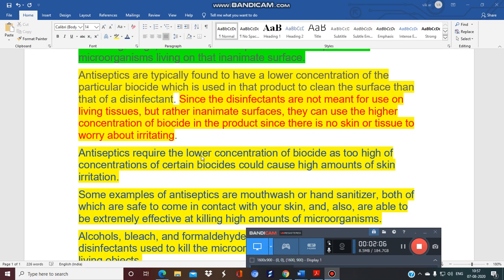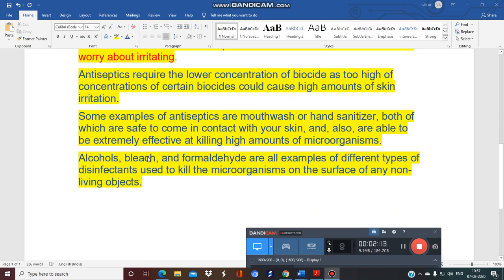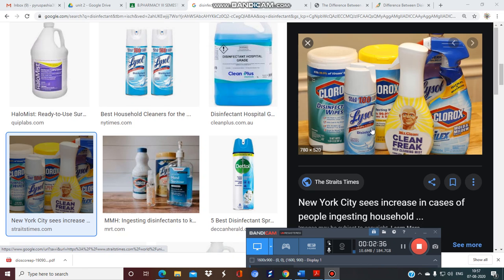Antiseptics require a lower concentration of biocide as too high a concentration may cause skin irritation. Examples of antiseptics are mouthwashes and hand sanitizers. Whereas examples of disinfectants include alcohols, bleach, and formaldehyde. These are all types of disinfectants that are used to kill microorganisms on any non-living object. Here it is, these all are the disinfectants.